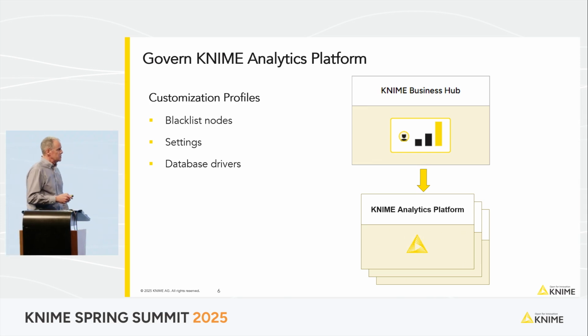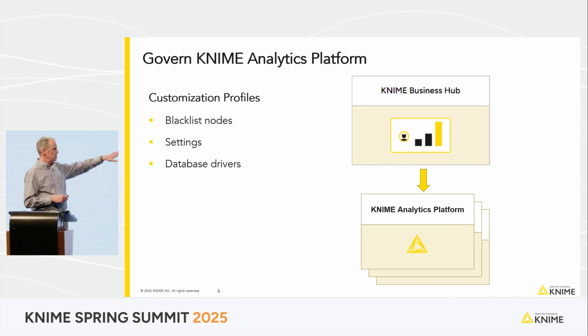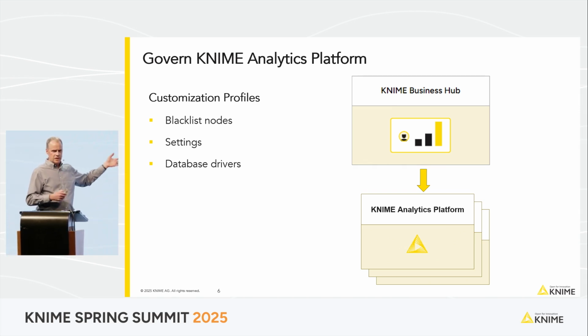Okay, Business Hub can also act as a center of governance for KNIME AP, for the analytics platform. So analytics platform supports what we call customization profiles. These profiles can control things like which nodes you can see, lots of settings within KNIME itself, database drivers, and lots of other things I didn't list here. But the idea is that you can create those customization profiles within Business Hub, and then you can assign them to a team, or to multiple teams.